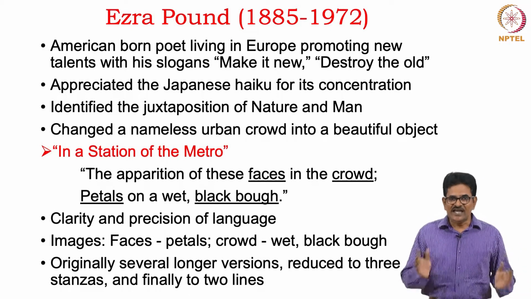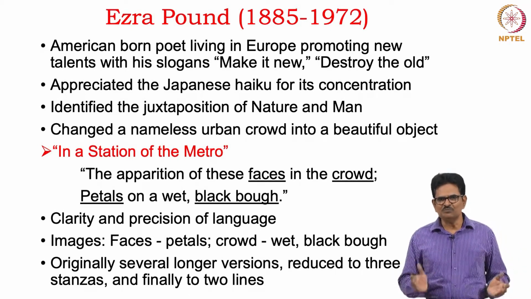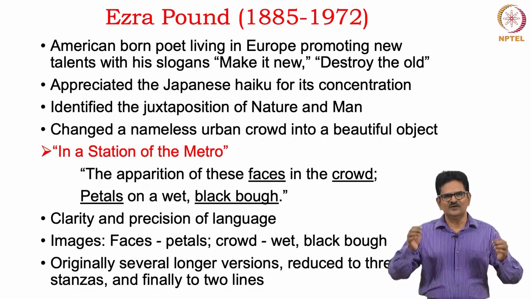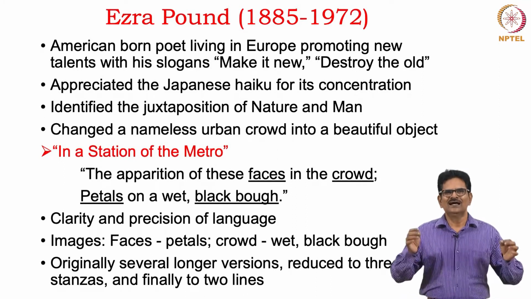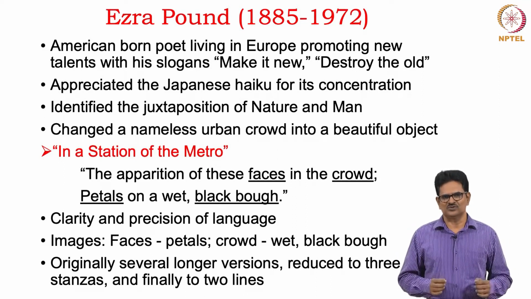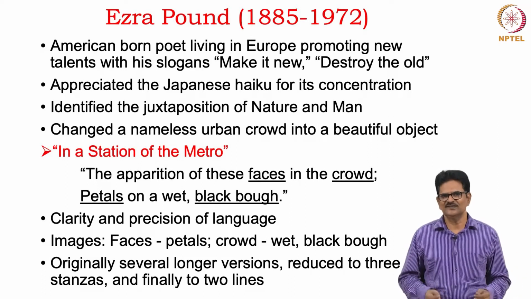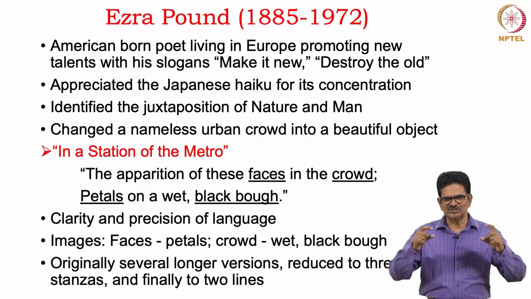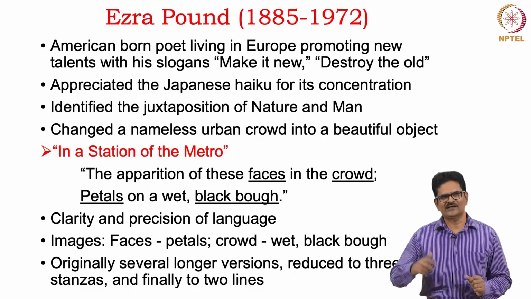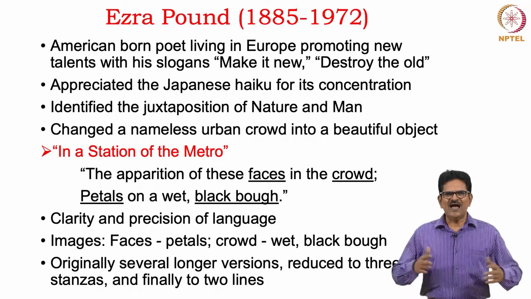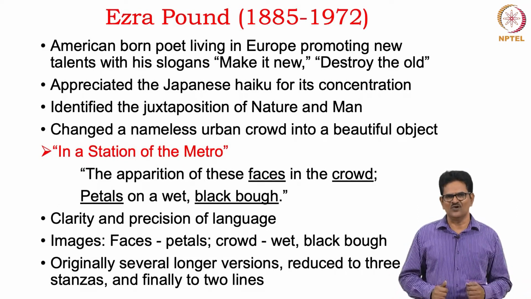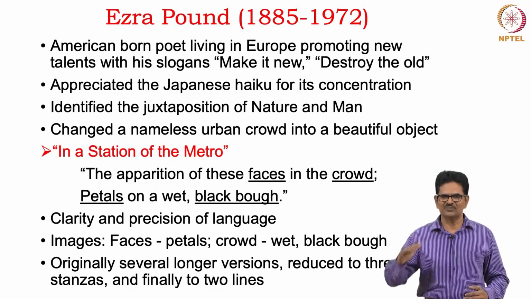He changed a nameless urban crowd into a beautiful object in his most famous poem called "In a Station of the Metro." It is an example of this Imagist poetry and also this Vorticist poetry. This is a short poem of 2 lines like haiku. The apparition of these faces in the crowd, petals on a wet black bough.